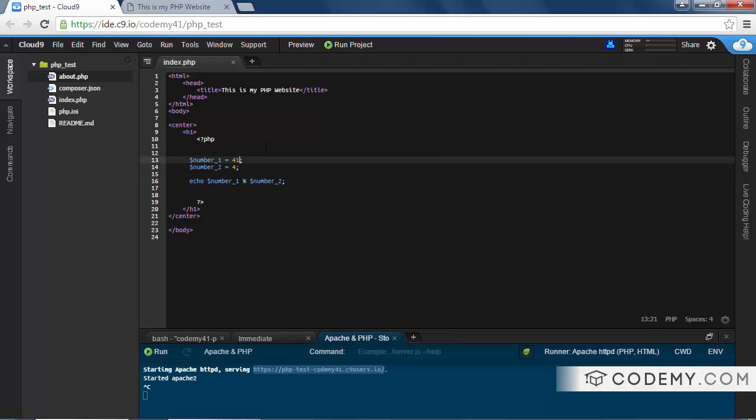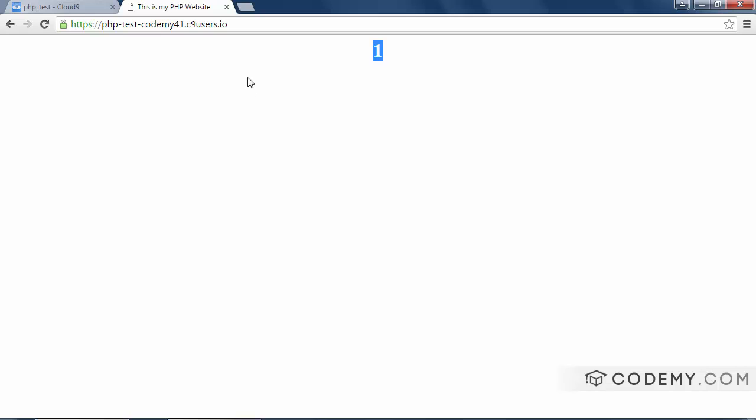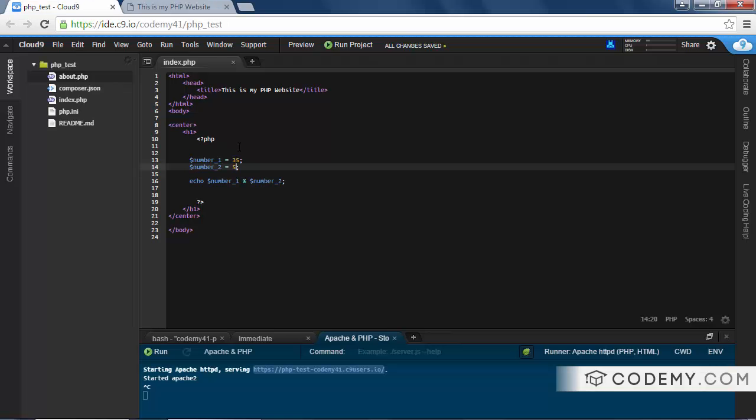If we change this to 35 and 5, our modulus is going to be 0, because 35 divided by 5 is 7 with 0 left over. And you don't really need to understand modulus, but there's times when you need to find the remainder of a number, and this is just a quick and easy way to do that.